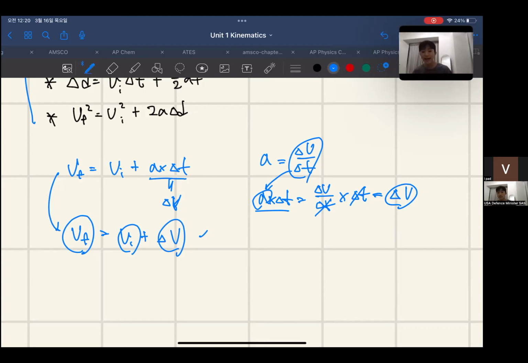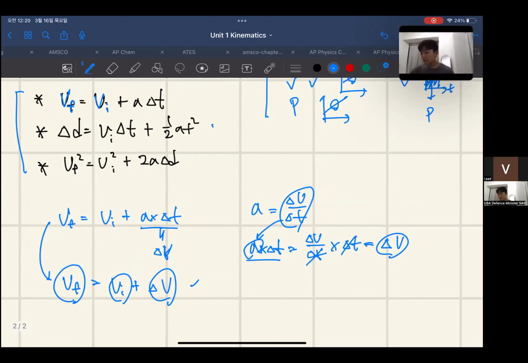is A times delta T, because A is not equal to, but the definition of A is the ability of the object to change its velocity. So the ability times time would be the change in velocity. Now let's look at the second formula. Delta D equals VI delta T plus 1/2 AT squared.